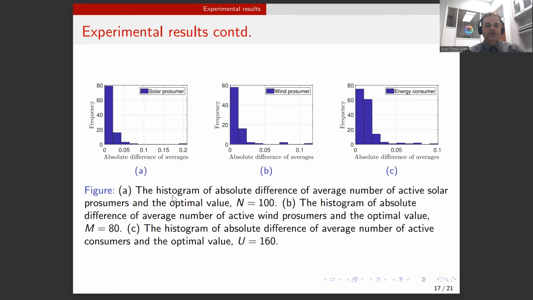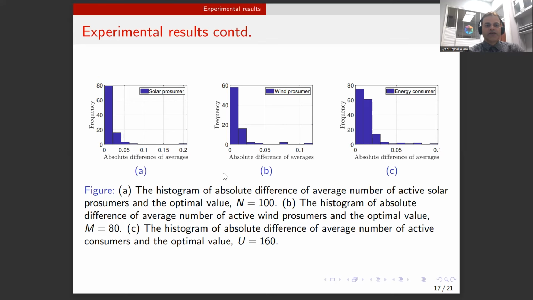This figure shows the histogram of the absolute difference of the average number of active solar prosumers and the optimal values. Similarly, B shows the histogram of the absolute difference of the average number of active wind prosumers and the optimal values. And figure C shows the histogram of the absolute difference of the average number of active consumers and the optimal values. Here notice that we plotted these values at the last time step.